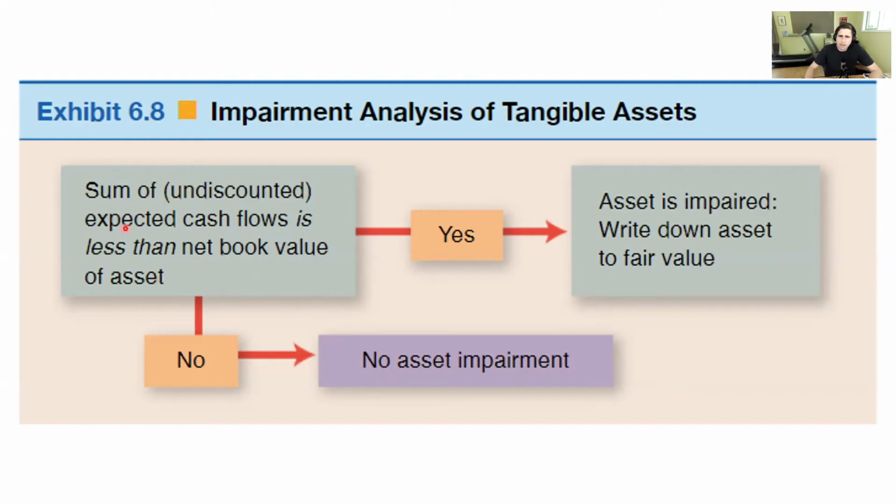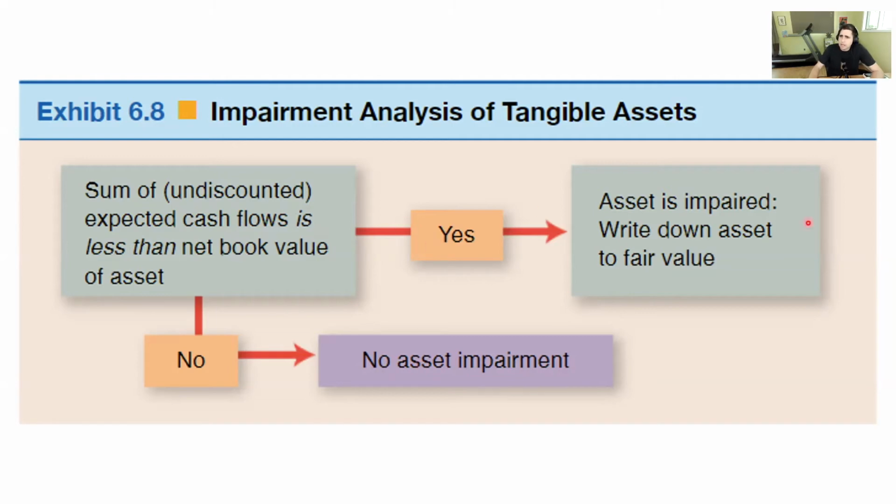And we're going to compare those cash flows to the book value of the asset. So I think this chair is going to generate $500 of future cash flows. The book value of this chair is $1,000, so it's higher than that. Is the sum of undiscounted cash flows less than book value? Yeah, it's $500. The book value is $1,000, so we need to proceed to step two. If it's not, then you can just stop and record no asset impairment.